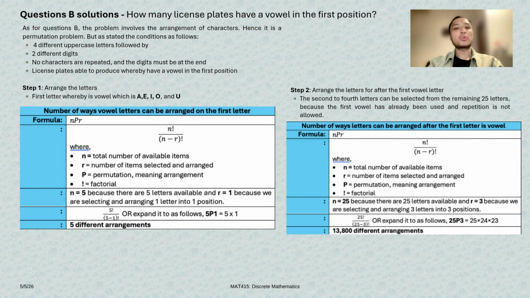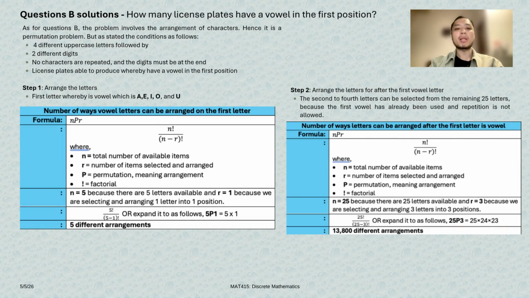Now we move on to question B, where the first letter of the license plate must be a vowel. Let's look at the conditions of the license plate that we produce. Number one, four different uppercase letters followed by two different digits, while no characters are repeated, and the digits must be at the end. And lastly, the license plate must have a vowel in the first position.